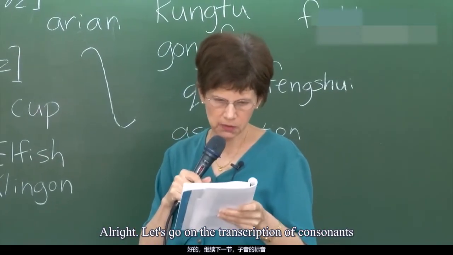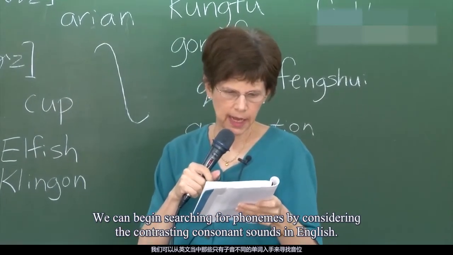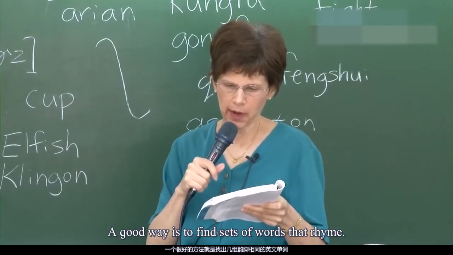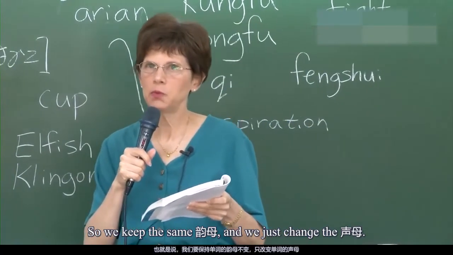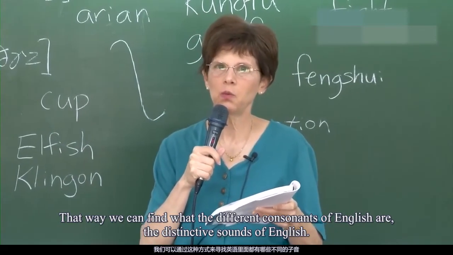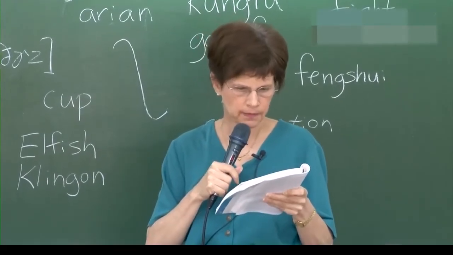All right, let's go on to the transcription of consonants. We can begin searching for phonemes by considering the contrasting consonant sounds in English. A good way to find them is to find sets of words that rhyme. So we keep the same 韵母, and we just change the 声母. That way we can find what the different consonants of English are, the distinctive sounds of English.